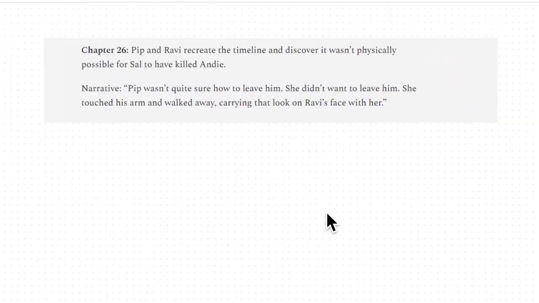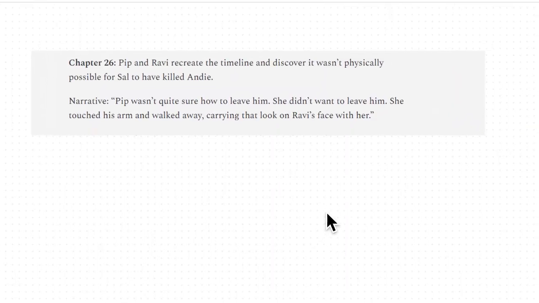Chapter 26. Pip and Ravi recreate the timeline of the night of the murder using the timestamps on the photos on Max's Facebook. And they discover it wasn't physically, scientifically possible for Sal to have killed Andy. The narrative line is, "Pip wasn't quite sure how to leave him. She didn't want to leave him. She touched his arm and walked away, carrying that look on Ravi's face with her."